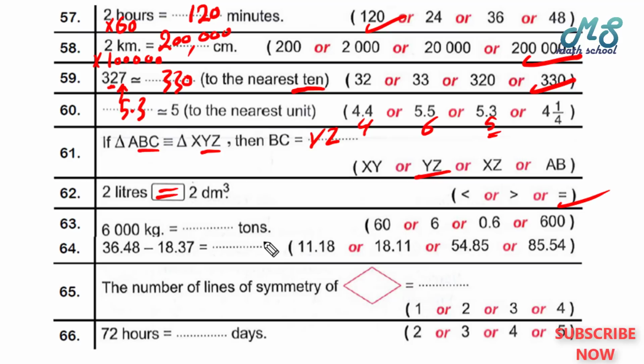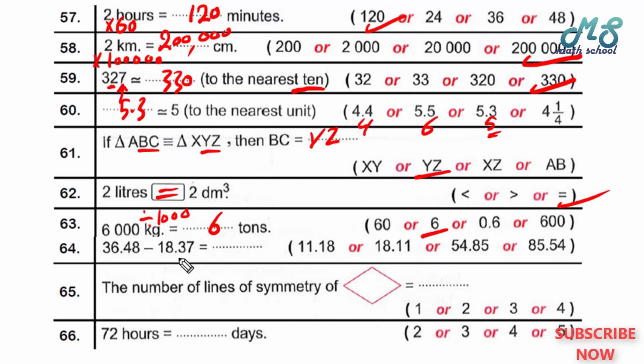6000 kilograms equals how many tons? To convert from kilograms to tons, just divide by 1000. To divide by 1000, just get rid of the triple zeros. So we get rid of the triple zeros, and I have 6 tons. So the correct answer is 6.